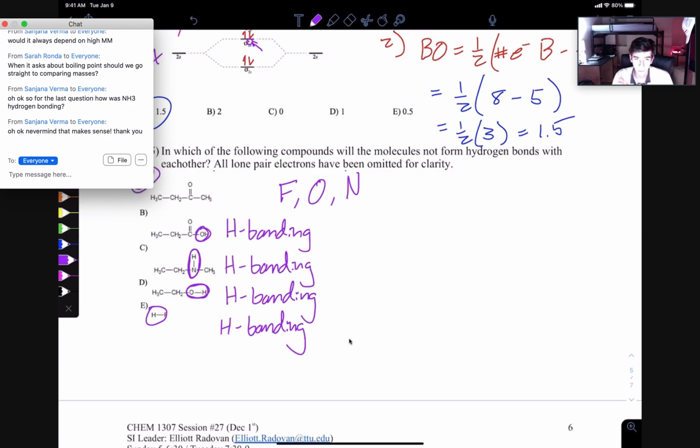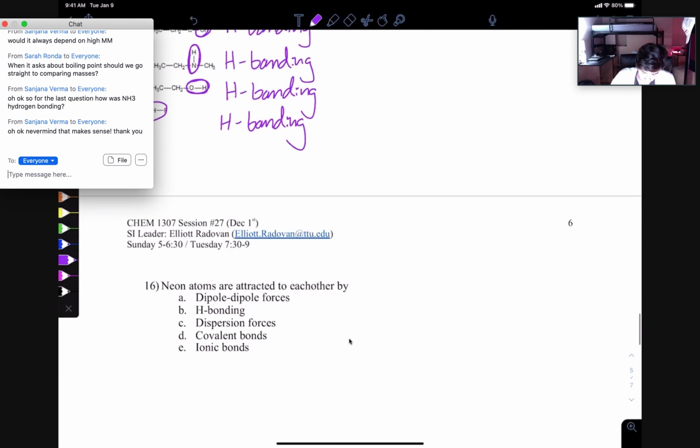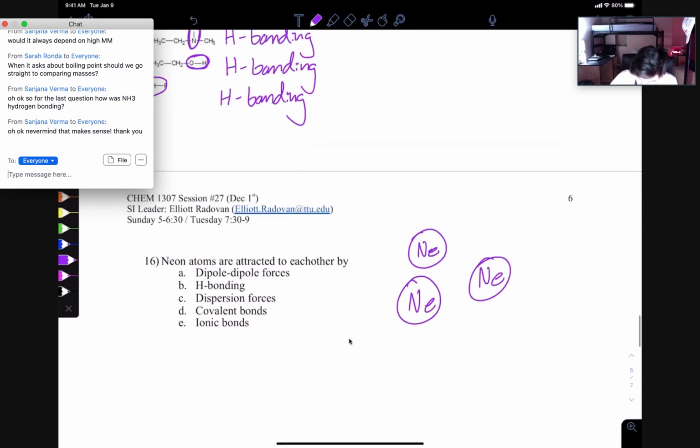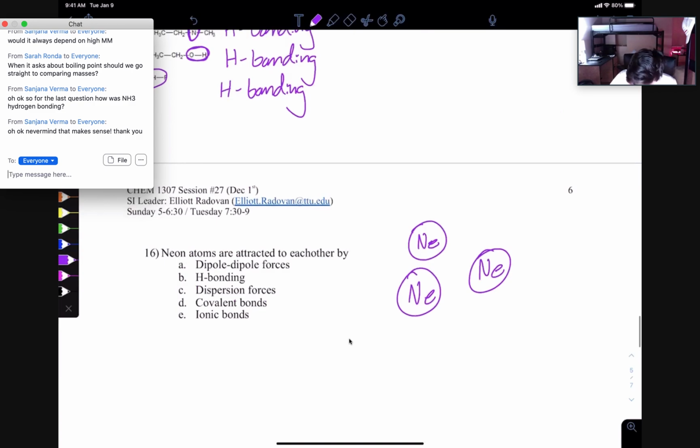Okay, so are there any problems with 15? Okay, so last one. 16 says neon atoms are attracted to each other by, so these are just neon atoms floating around. Remember, intermolecular forces are not bonds, they're just attractions, okay? So there's no dipole because they're just individual atoms, so they can't have a dipole.